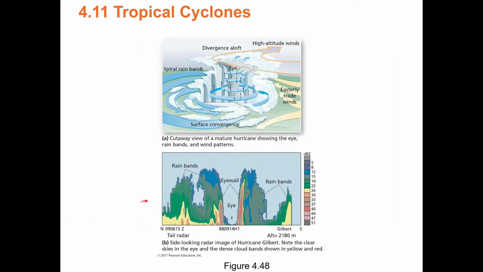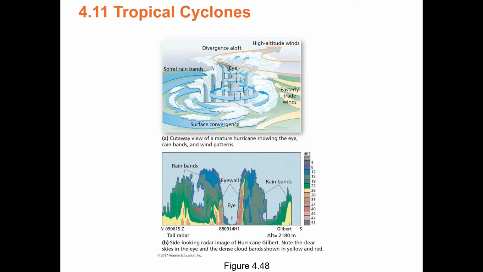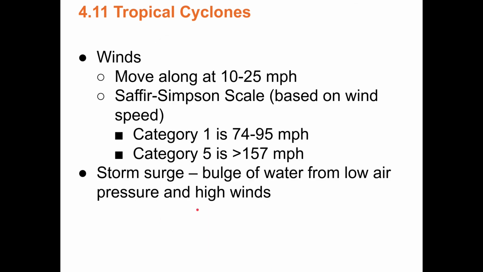Here is a cross section through Hurricane Gilbert. They flew one of these storm chasing airplanes through it. You can see how strong the eye wall is, and that there's no clouds in the eye. Air is actually sinking in the eye. And then you're back to the bands of rain on either side of the eye.